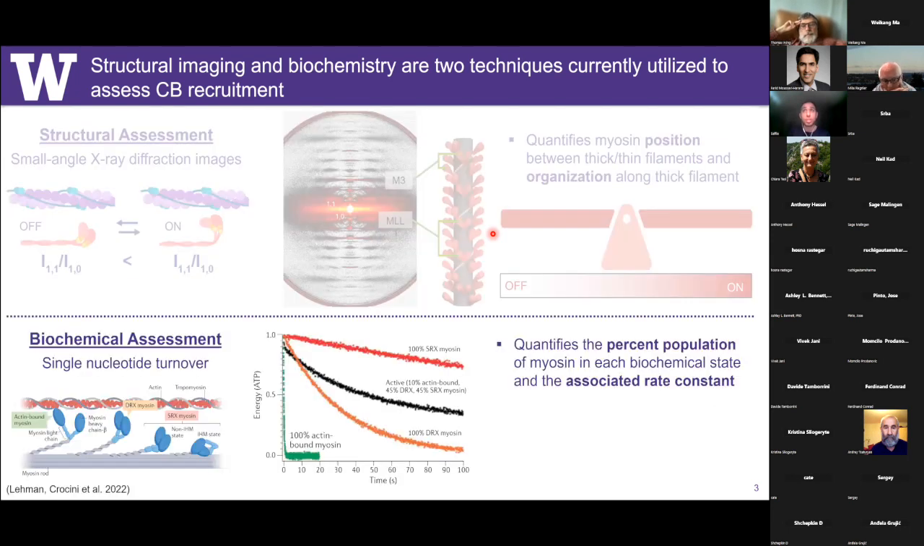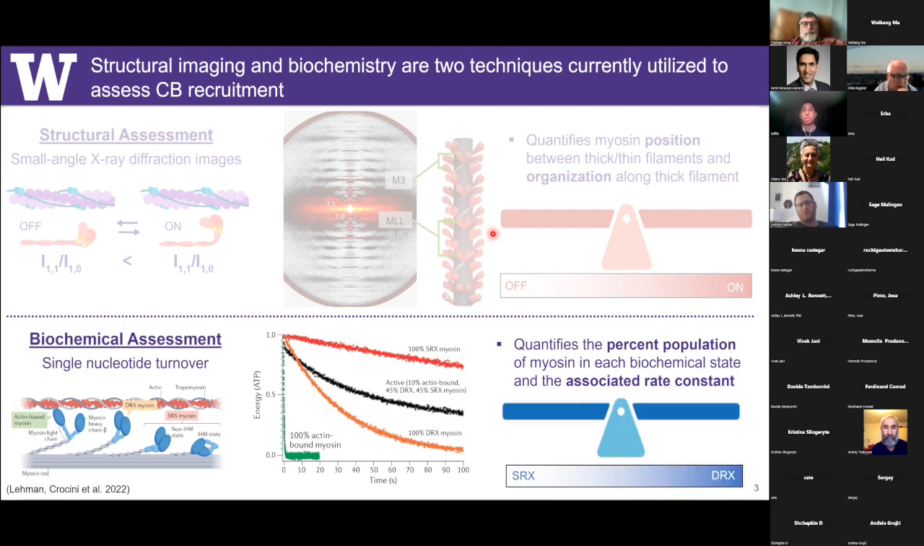In addition to the structural assessment, biochemical assessments through single nucleotide turnover have been utilized to quantify the ATPase rate of myosin heads. This technique and its relevance to SRX-DRX is very well described in a review published by Lehman and colleagues, stressing that these measurements quantify the percent population of myosin in each biochemically defined state, along with the associated rate constants. Again, for the purposes of this talk, I want to visualize the equilibrium of the SRX and DRX states on a balance as well.